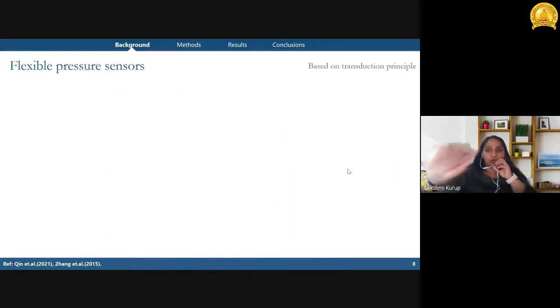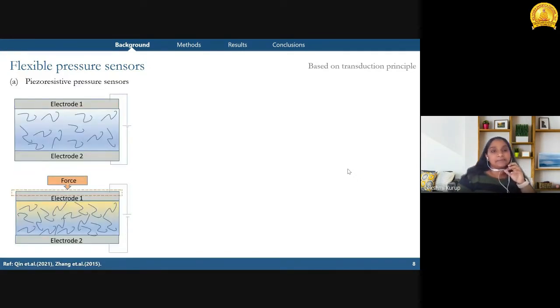So now moving on to another classification of pressure: flexible pressure sensors based on the transduction principle or the transducing principle. So firstly, the flexible pressure sensors are of something like three types. Actually, it's four types, but I'll be just giving you an idea about three types. So the first one is the piezoresistive pressure sensors.